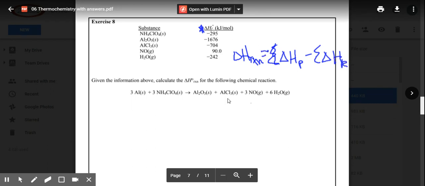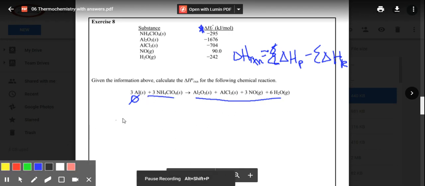So now all I have to do is plug in all of this information. One thing that I personally like to do, so I don't get confused, is go through here to see if I have any free elements. If I have any free elements, then I know that those are automatically 0. So I'm going to take the sum of all of these energies for my products and subtract it from the sum of my energies of my reactants.